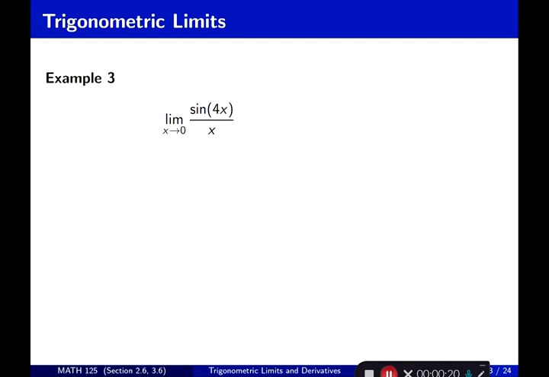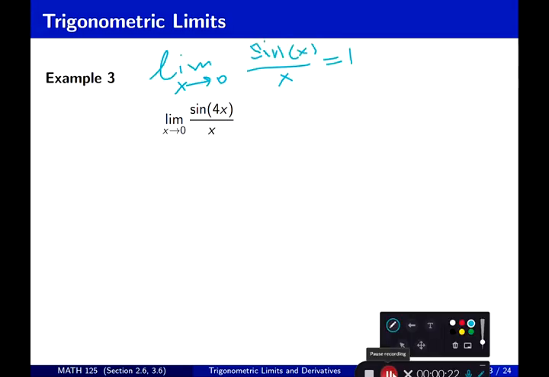What was the identity? The identity is the limit as x approaches 0 of sine of x over x is equal to 1. What are the similarities here? I see that I have sine of an angle over a variable over here and over there, except here the angle and the variable are matching. Here the angle is not matching the variable.